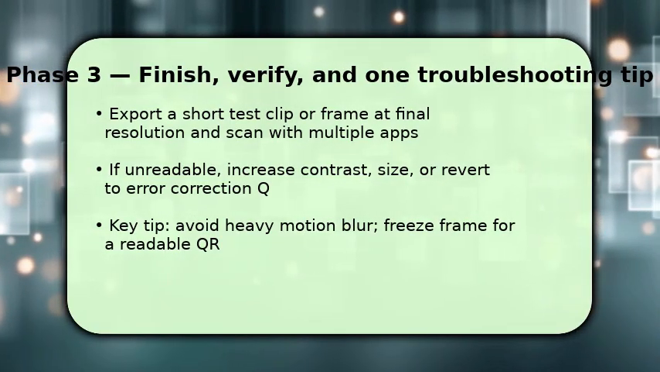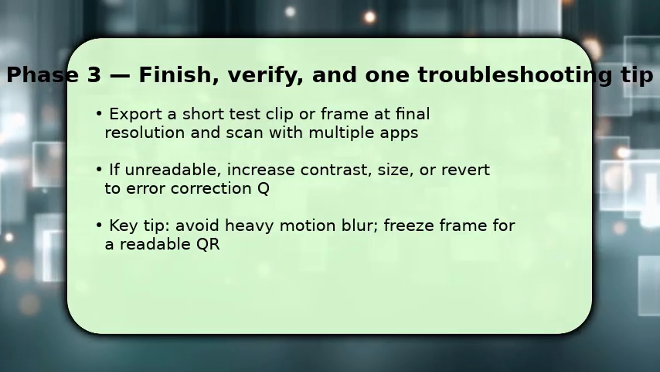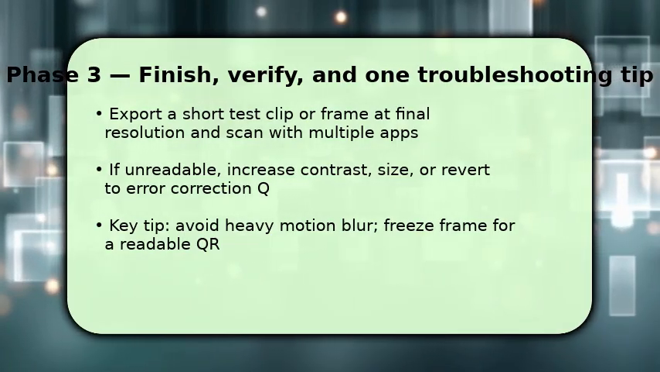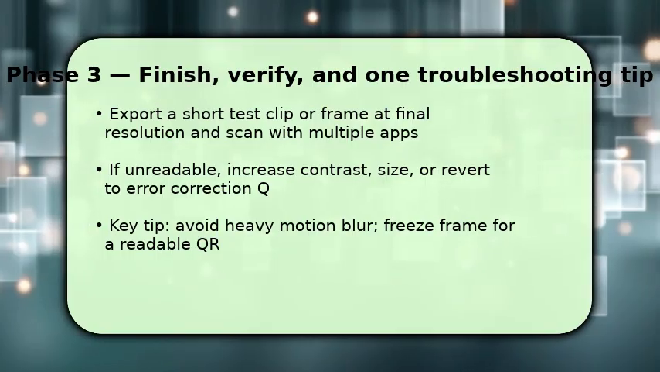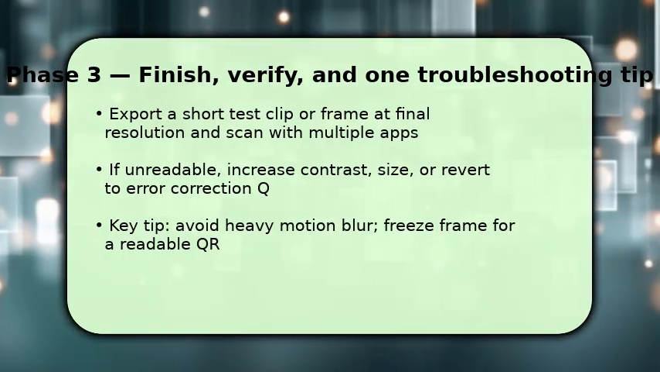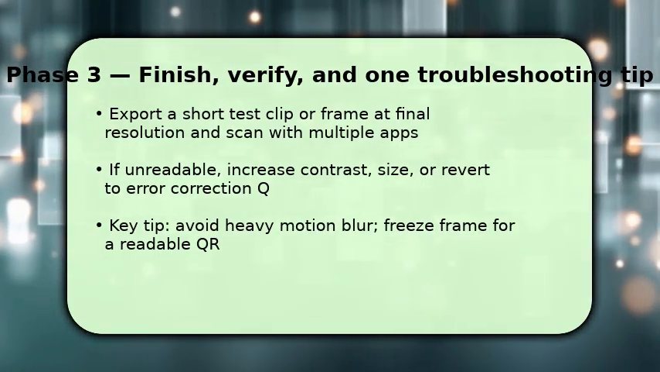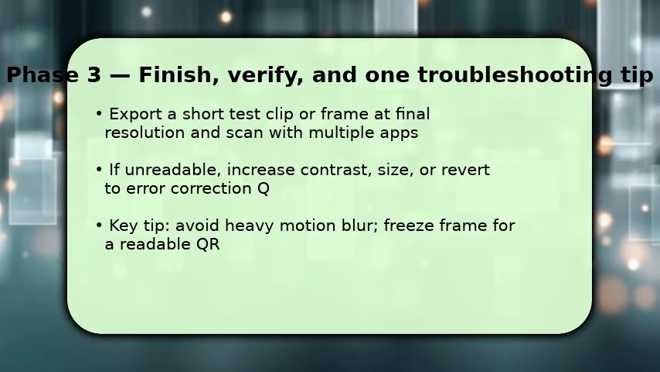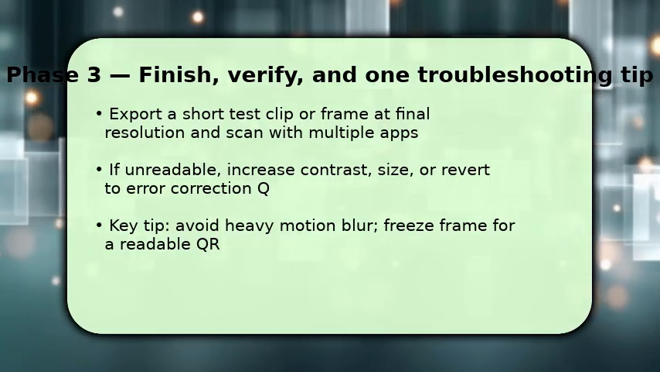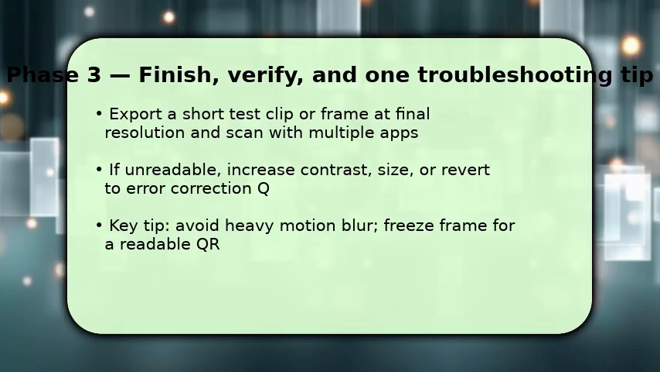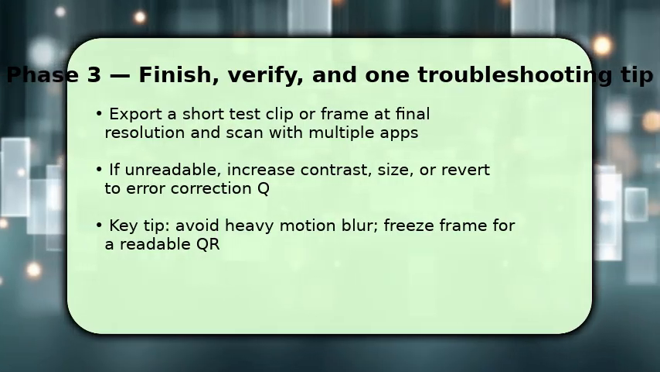If a scan fails, increase the QR size, boost contrast, or regenerate with higher error correction. Make sure no overlays or motion blur interfere. Once passing, render the final video. If problems persist, freeze the frame containing the QR for 1-2 seconds, because static presentation dramatically improves scan.